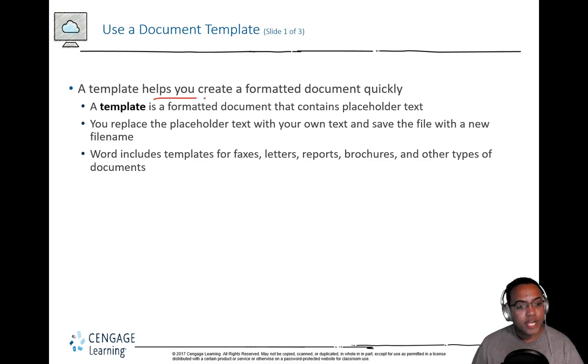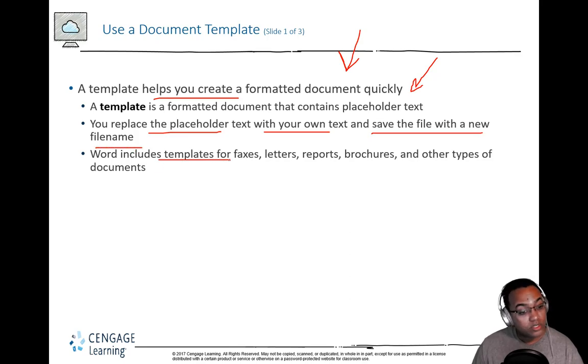A template helps you create a formatted document quickly. As you saw when I first opened Word and I said that if you look at it, you can manipulate certain things in the document. Well, those documents you saw when I first opened Word were templates. And a template is a formatted document that contains placeholder text. You replace the placeholder text with your own text and save the file with a new file name. Word includes templates for faxes, letters, reports, brochures, and other types of documents.